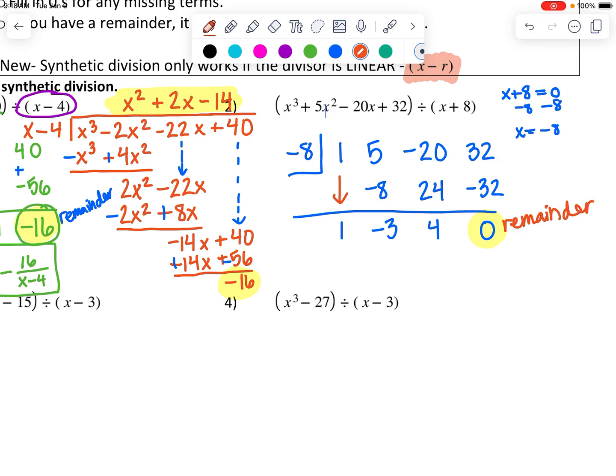So now that our remainder is 0, we don't really need to do anything with that. We can just write our final answer, our final polynomial here. So my original exponent was 3. We divided by an exponent of 1. So I'm going to have 1 less. So I'll have x squared, I'll have negative 3x, and I'll have plus 4. No remainder, so we don't need to write plus 0 over x plus 8. Only if you actually have a remainder do you need to do that.